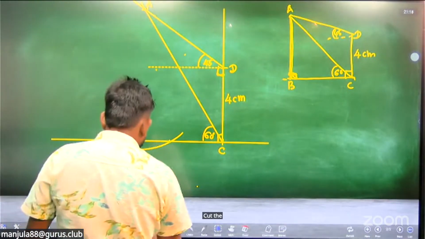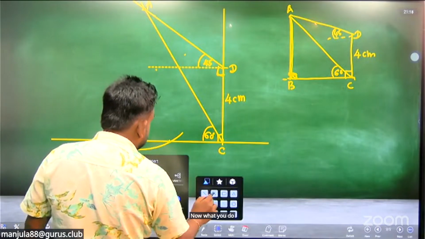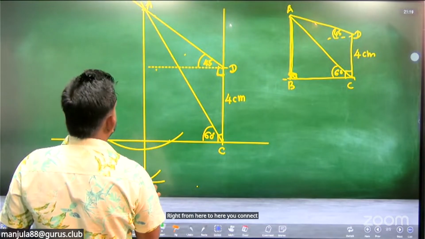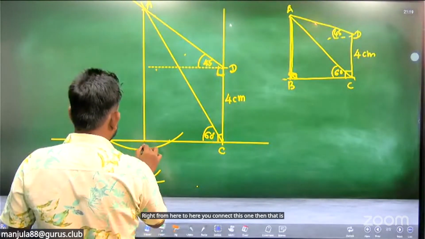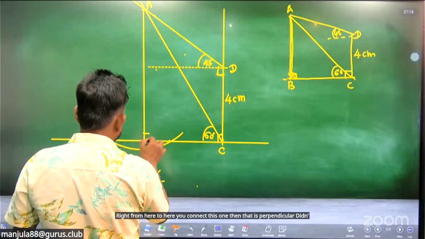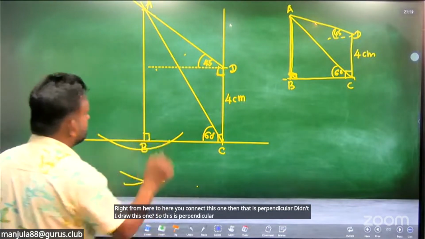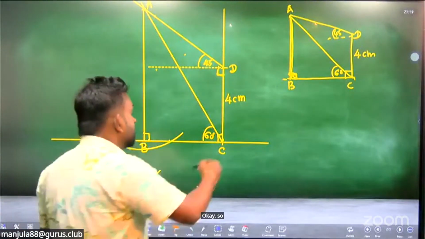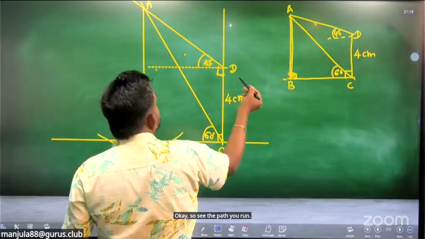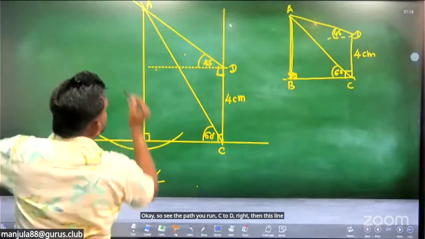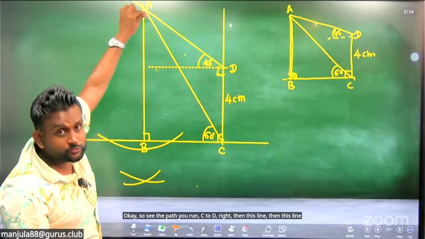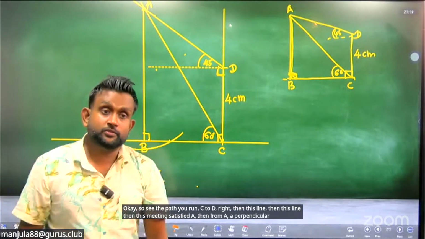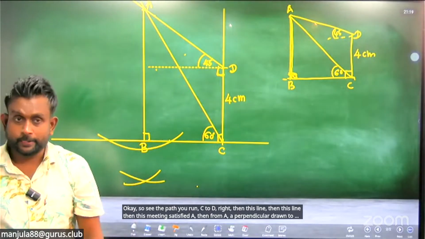Now what you do, you connect this line from here to here, then that is perpendicular, right? Then I draw this one, so this is perpendicular. Finally, the point B is determined. Okay, so see the path you run, C to D, right? Then this line, then this meeting satisfied A, then from A a perpendicular drawn to the BC. Okay, so that's the answer.